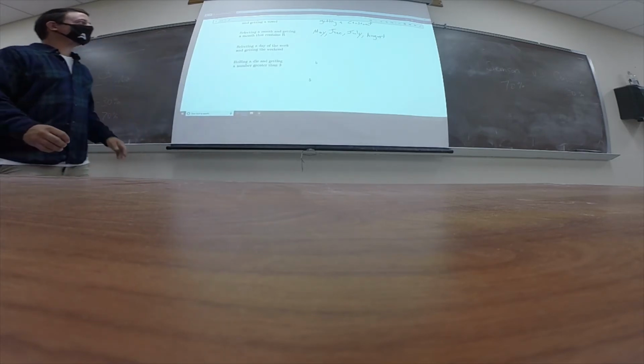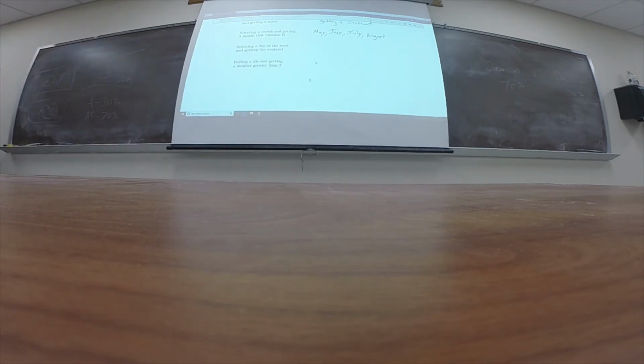Let's select the day of the week and getting the weekend. So the opposite of that is weekdays. So say Monday, Tuesday, Wednesday, Thursday, Friday. Okay. Rolling a die and getting a number greater than 3. So what outcomes can I get that are the top? The opposite of getting greater than 3 is 1, 2, and 3, right? That's pretty simple, right?